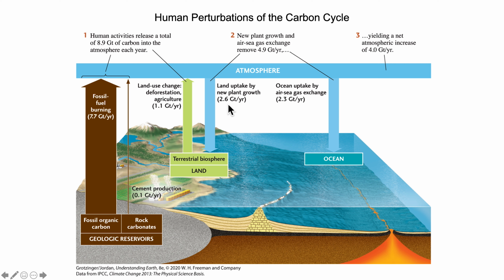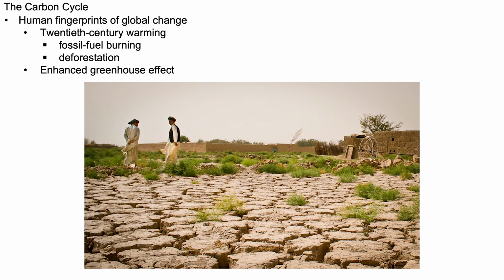The net uptake by new plant growth is 2.6 gigatons per year. We need to be careful here because this 2.6 gigatons a year comes out of the atmosphere, goes into the terrestrial biosphere, and a lot of that decays and goes back into the atmosphere. So the net change is insignificant or even negative. The ocean uptake by air-sea gas exchange is about 2.3 gigatons per year. This CO2 is dissolving in the surface oceans, where ultimately it's going to dissolve carbonate in shallow water platform settings. The net budget is that we're adding 4 gigatons a year to the atmosphere that's not being removed. That's a problem.